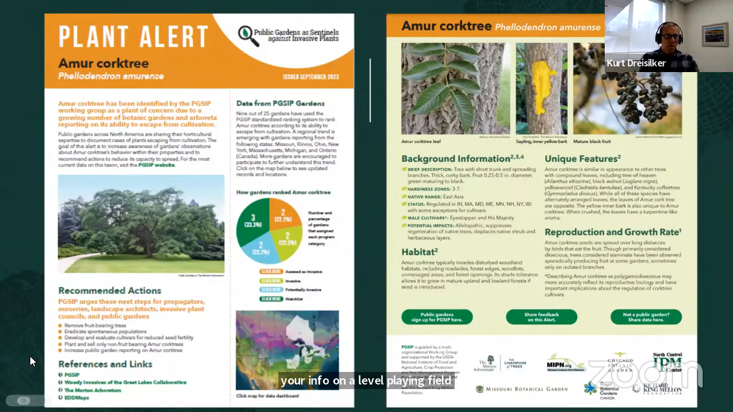So what growers might need to do, we have some recommended actions here. I went back in my screenshot to look at this plant alert. These are the recommended actions, and they apply across all the different stakeholder groups: removing trees that are fruit-bearing, eradicating spontaneous populations, developing and evaluating cultivars for reduced seed fertility, and planting and selling only non-fruit-bearing cork trees. I could give another lecture just on the complexity of this particular species, but essentially making sure that they are not fruit-bearing trees is really important.